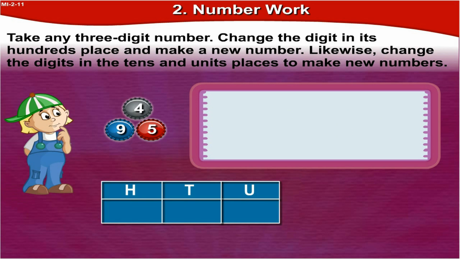Here is the next picture. The digits are 4, 9, 5. That means 495. Now here the digit at hundreds place is 4. Let us change it and write 7. So the new number would have digits 7, 9, 5. That means the 3-digit number would be 795.